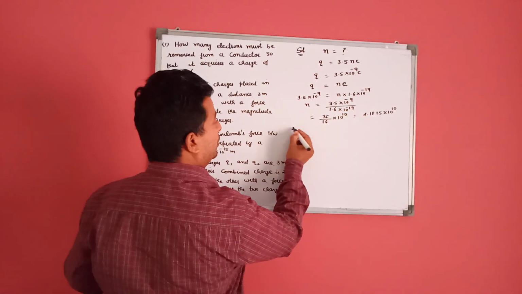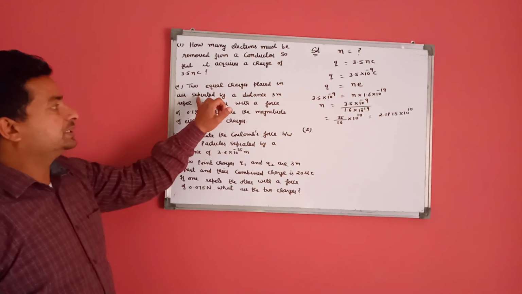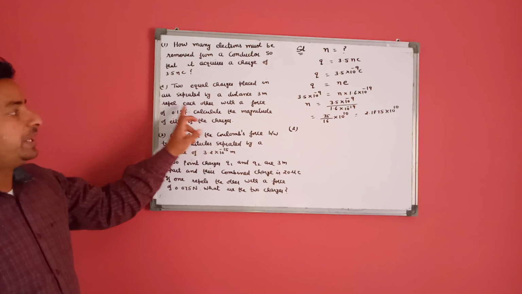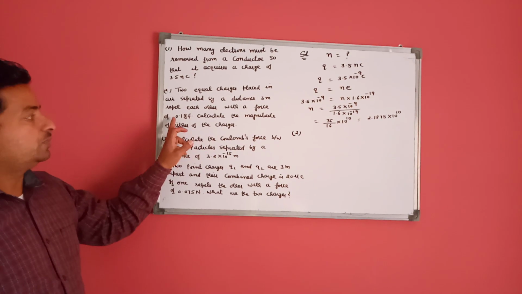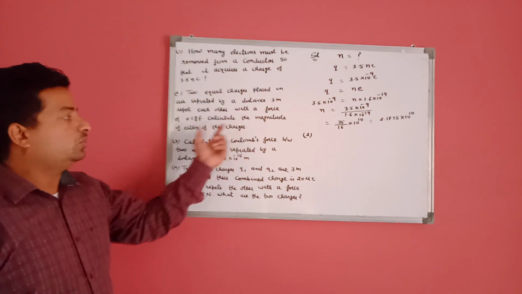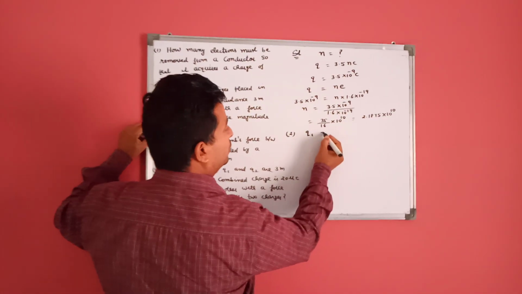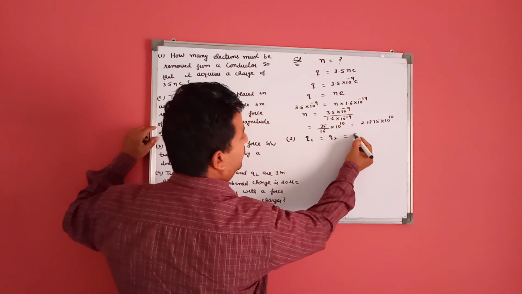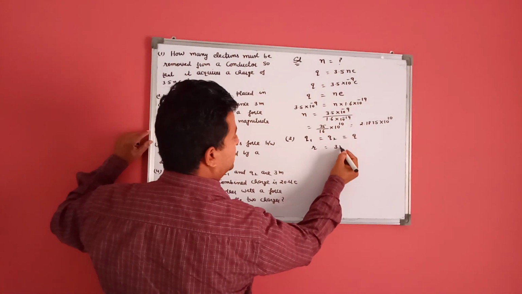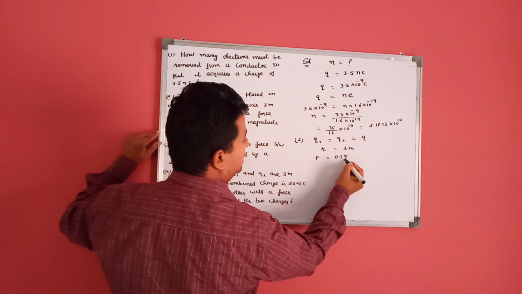The second problem is: two equal charges placed in air, separated by a distance of 3 meter, repel each other with a force of 0.1 gf. gf is gram force. Calculate the magnitude of the charges. In this problem, we have two equal charges, that is Q1, Q2 equal to Q. Then the distance between the two charges is 3 meter and the force between them is 0.1 gf.